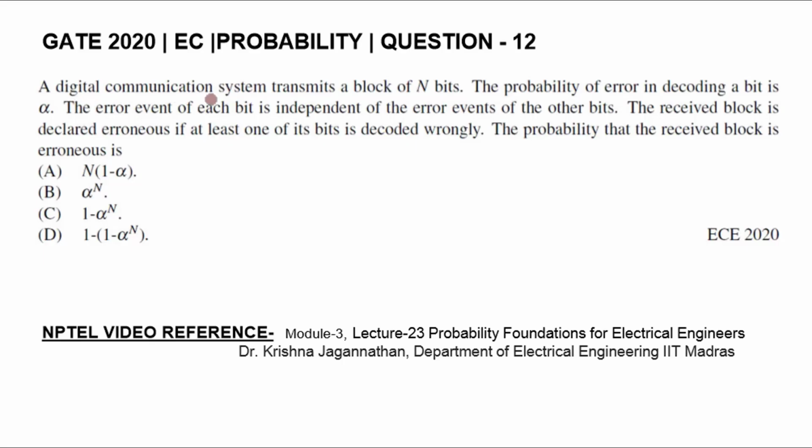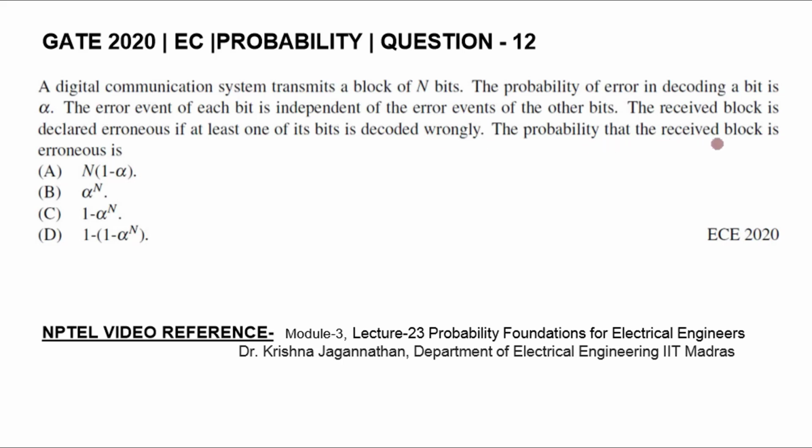A digital communication system transmits a block of n bits. The probability of error in decoding a bit is alpha. The error event of each bit is independent of the error events of the other bits. The received block is declared erroneous if at least one of the bits is decoded wrongly.